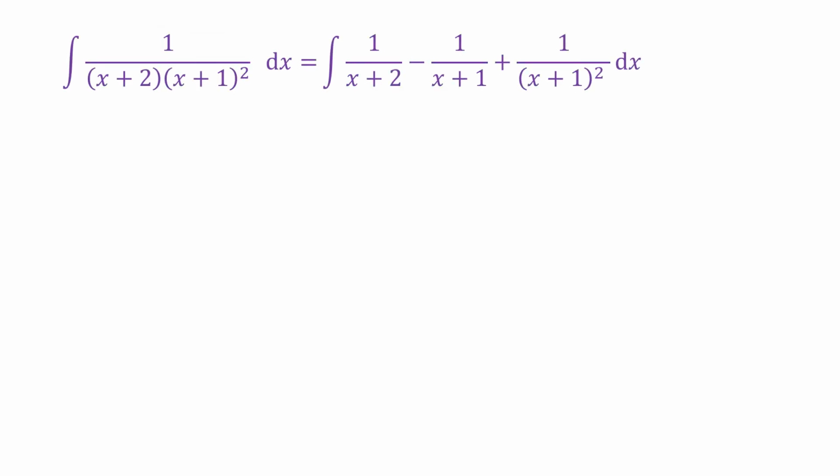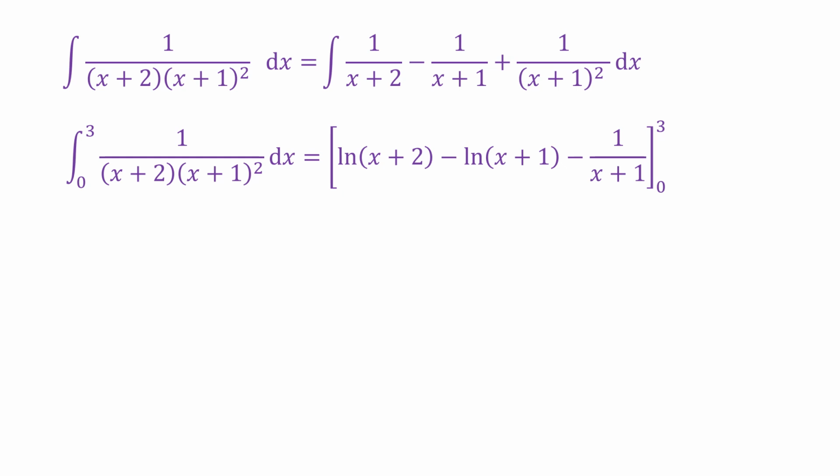Okay. Alright, so this is what I have in part I. So I'm going to integrate 1 over x plus 2, that gives me ln bracket x plus 2. And if I'm going to integrate 1 over x plus 1, that gives you ln bracket x plus 1. And this one here, you can write it as bracket x plus 1 to the power of negative 2. So if you're going to integrate it, this will give me x plus 1 to the power of negative 2 plus 1, over negative 1.